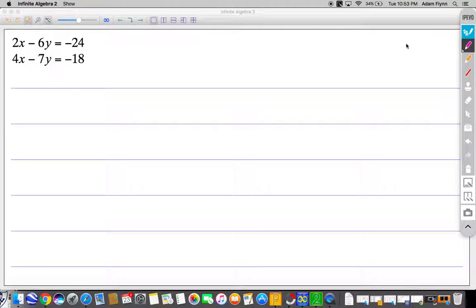Next problem. So we have 2x minus 6y equals negative 24, and 4x minus 7y equals negative 18. So this one's a little tougher.